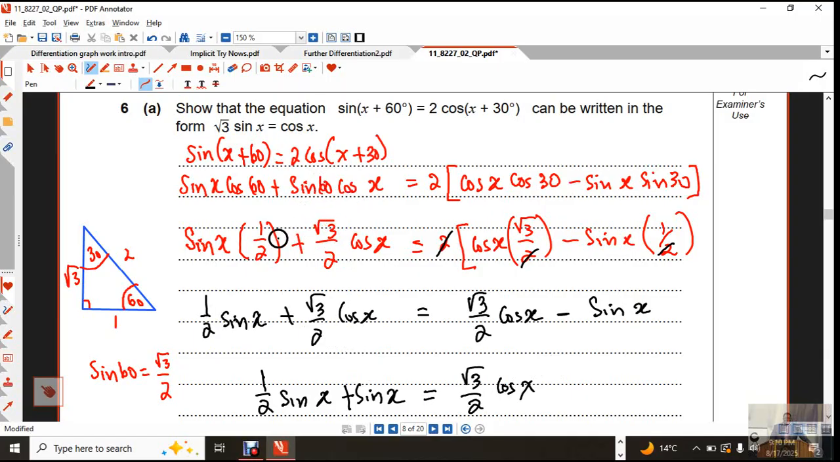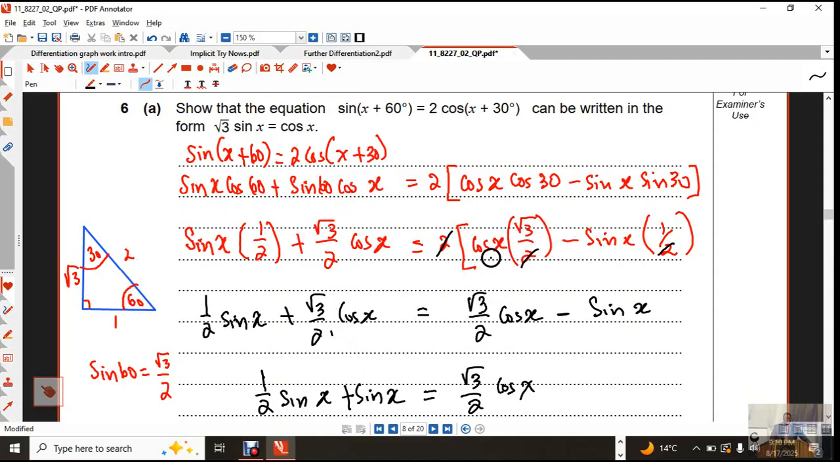The sine of 60 degrees, we have to go back here: sine x cos 60, then plus sine 60 cos x. Right, cos of 60 degrees, here we go, cosine of 60 degrees is a half. Good, that takes care of that. The sine of 60 degrees is root 3 over 2 times the cos of that.